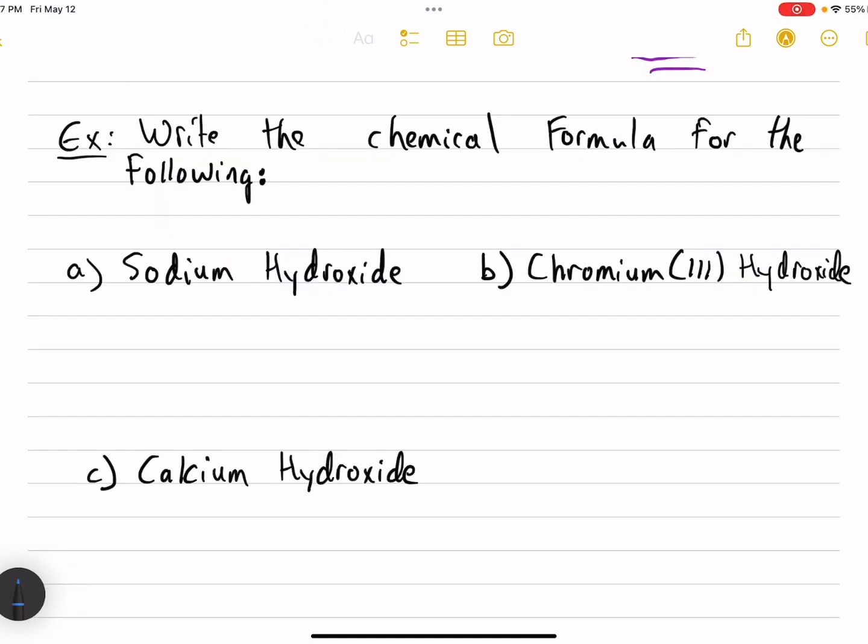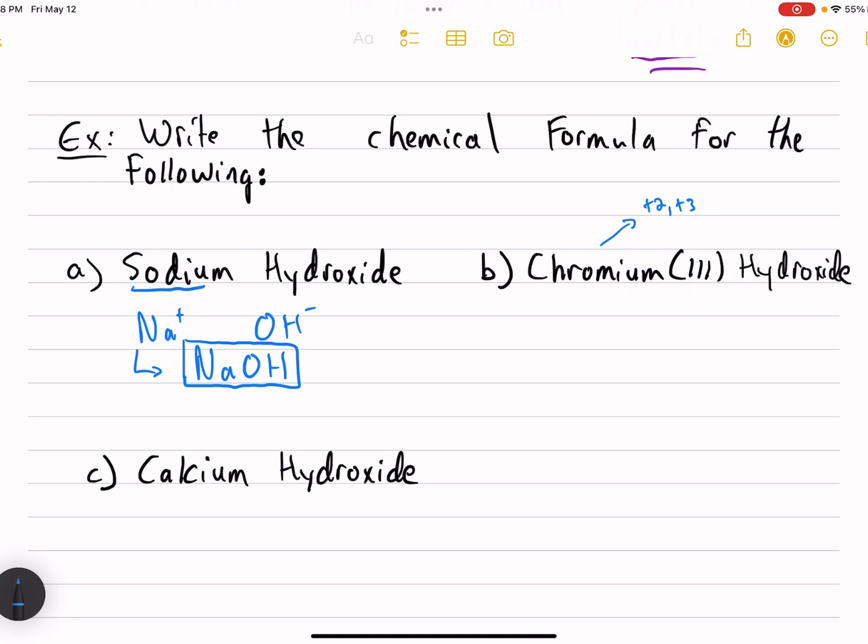All right, so writing the chemical formula for the following, we have sodium hydroxide. When we look at the periodic table, we can see that sodium has a charge of +1, and hydroxide, of course, has a charge of -1. So when they swap and drop, and you get rid of the signs, you have NaOH.